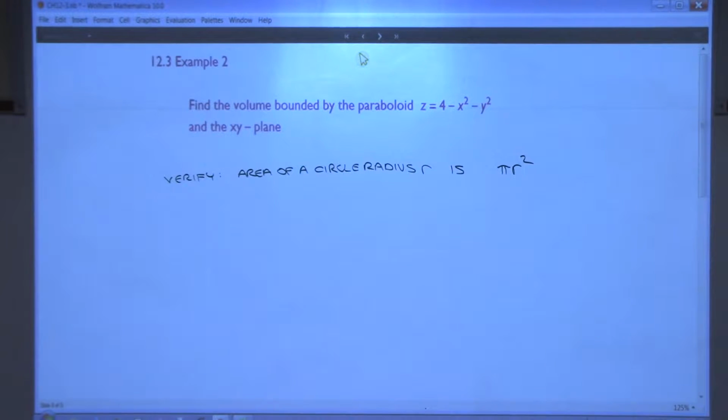We all know that the area of a circle is pi r squared. Those of you who've had me for Cal 2, I verified this in Cal 2, but we did trig sub to do it.